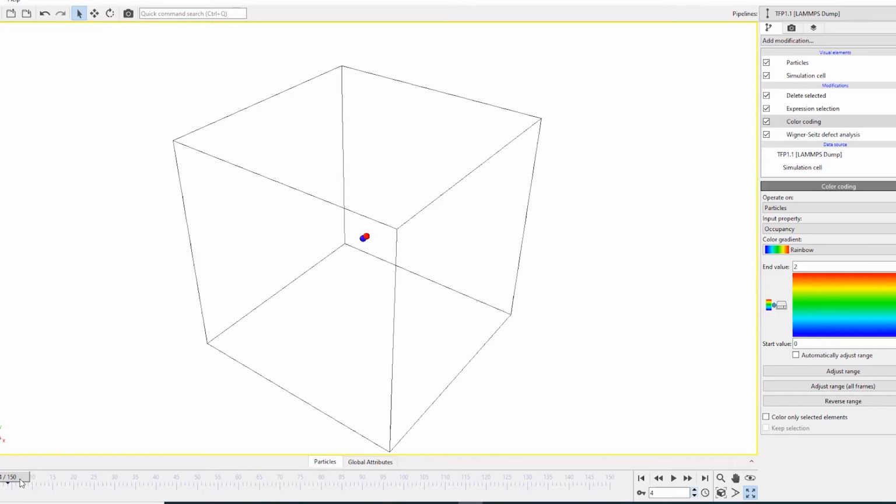I am showing you how to analyze for the defect. There are different techniques to analyze for defects. In Ovito I am using the Wigner-Seitz defect analysis. As I told you, in my simulation I have taken one atom at the center, and that atom is a primary knock-on atom. What is a primary atom basically?